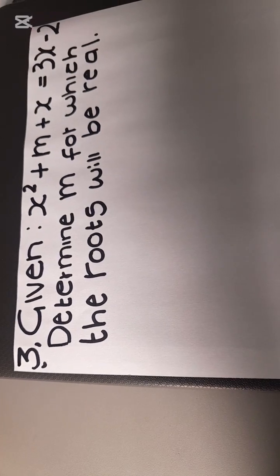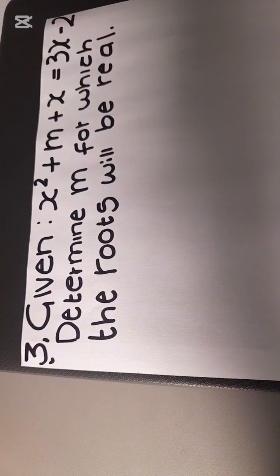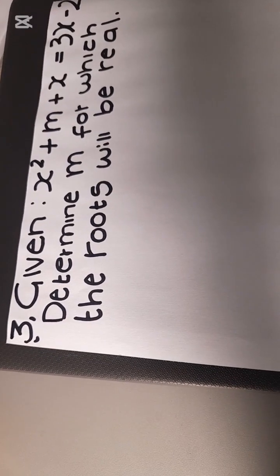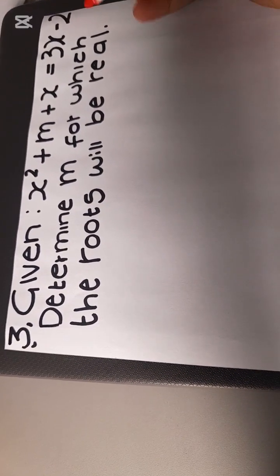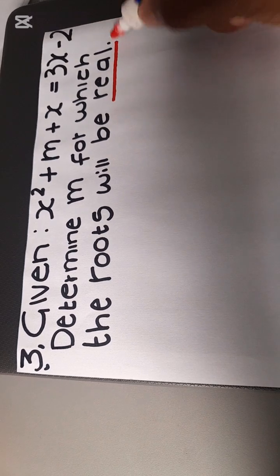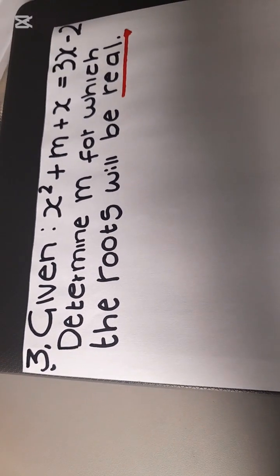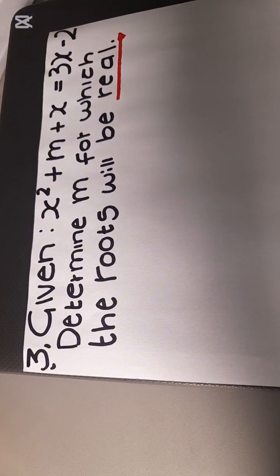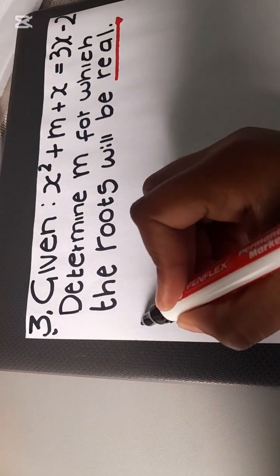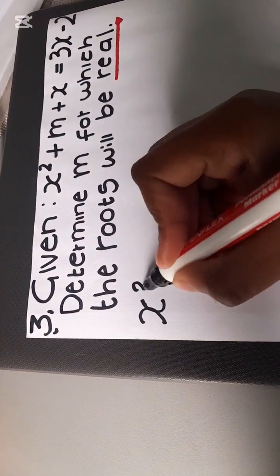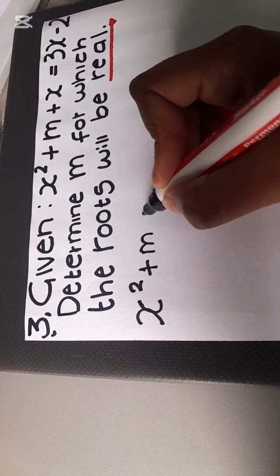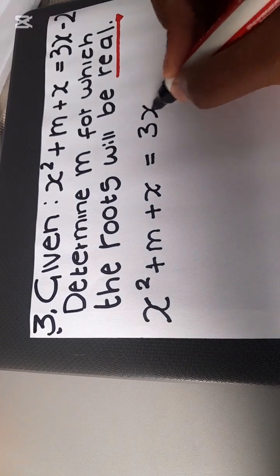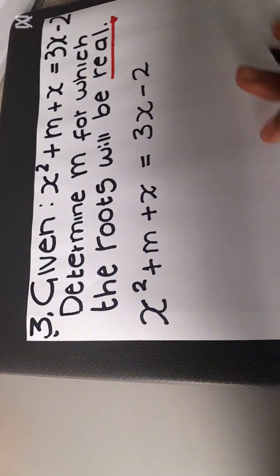So we can see that here, unlike the one that we just did, here we are given a condition where the root is real. So the first thing that we have to do in solving this, we have to make sure that our equation is in a standard form. So it's going to be x squared plus m plus x is equal to 3x minus 2, right? I just wrote it as it is.